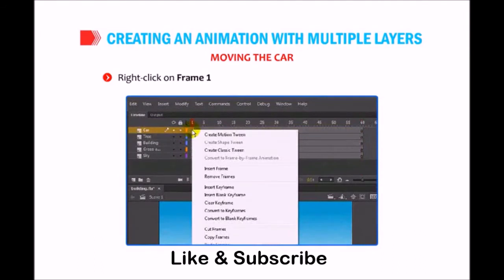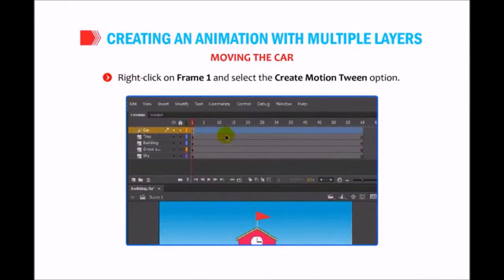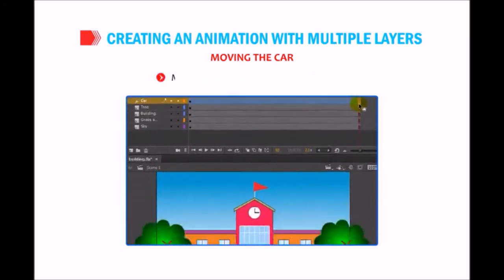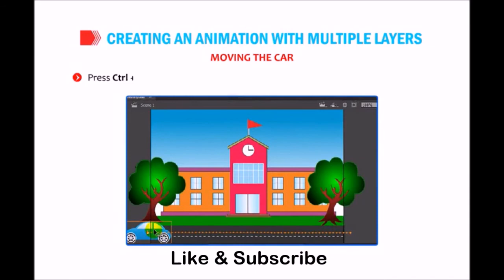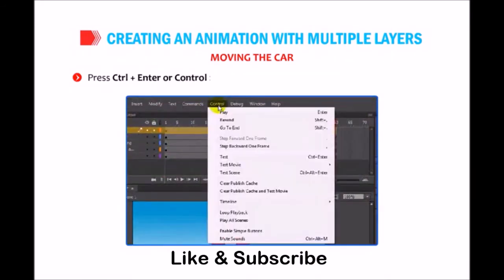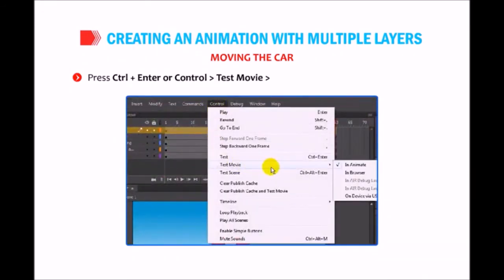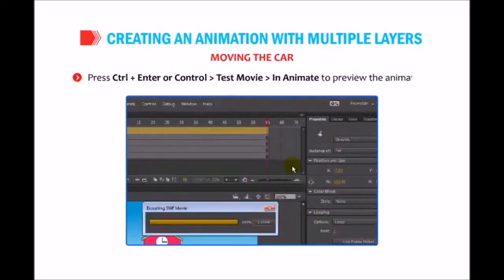Right-click on frame 1 and select the Create Motion Tween option. Drag the playhead to frame 60. Move the car to the left side of the stage. Press Ctrl plus Enter, or go to Test Movie and then In Animate, to preview the animation.